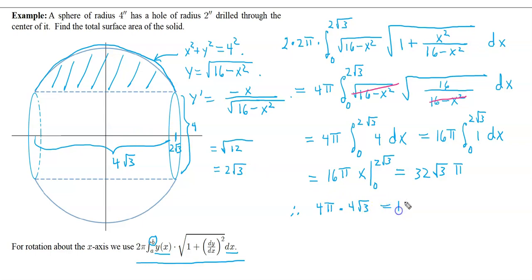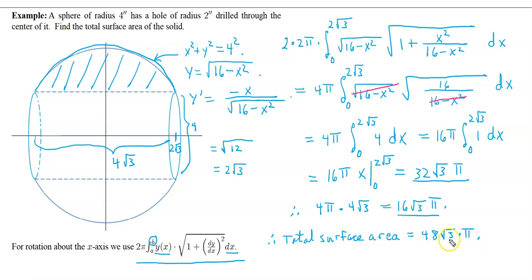And so we're getting back, so this is the surface area of the inner cylinder, this is the surface area of the outer portion of the sphere, and so we just add them together and get our total surface area. And there's our answer, 48 root 3 pi, and that came from adding these two numbers together. And that concludes our lesson on surface area.